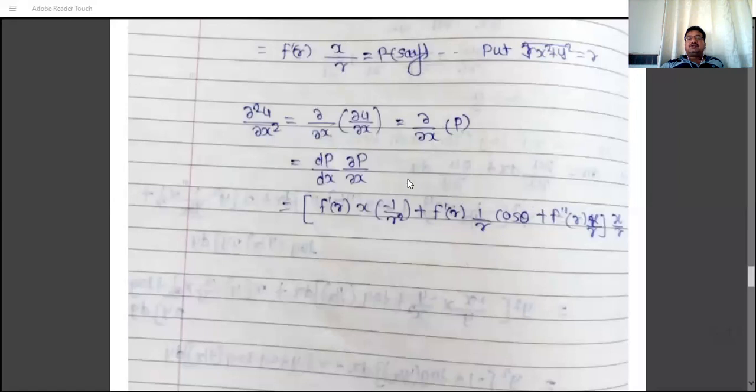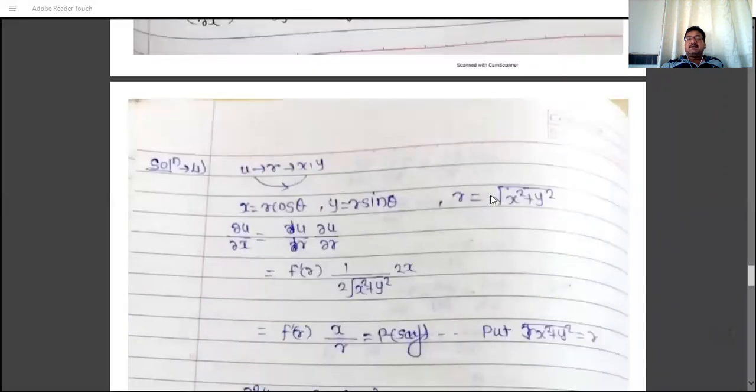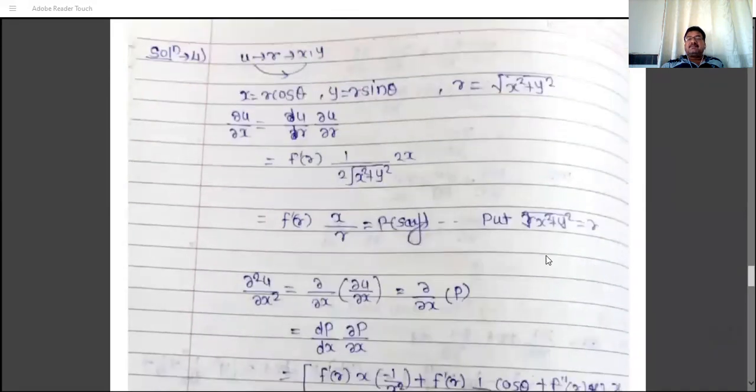So right here, x by r, that is v, the f''(r) times x by r. Okay, this term is the u into v rule, and then ∂r/∂x. ∂r/∂x is what? 1 by 2 times root x square plus y square into 2x, means x by r.